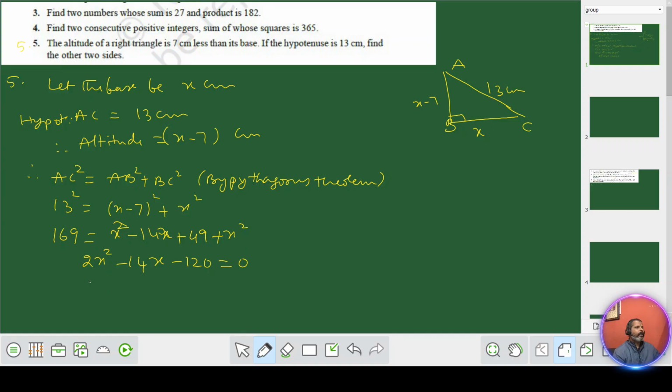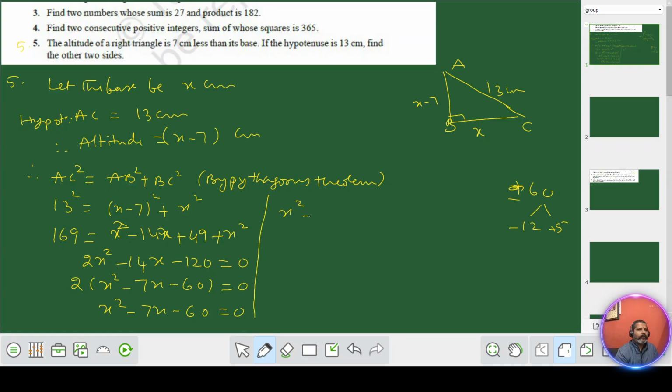Now take 2 common because it is common here and it will make our job easy to find the factors. So this ends up to this. So minus 60, right? What are the factors so that you get 7 after adding the factors? 12 into 5 is 60. 12 minus 5 is 7. So minus and plus. We put a line here: x square minus 12x plus 5x minus 60 is 0.